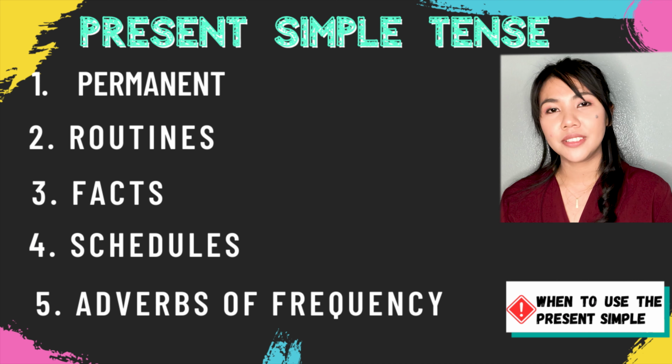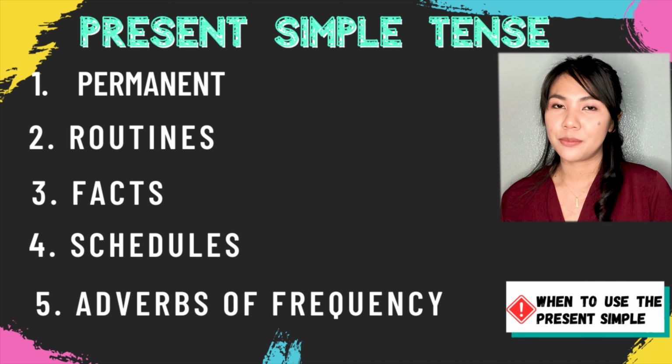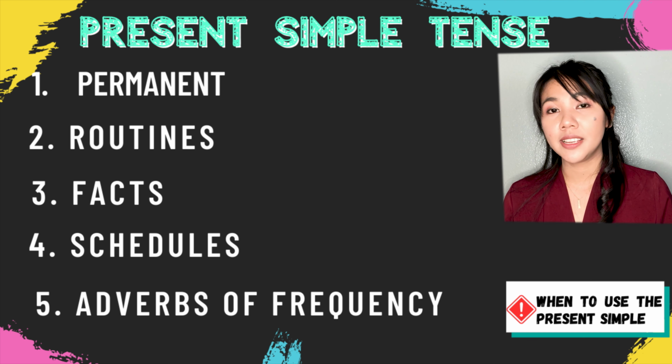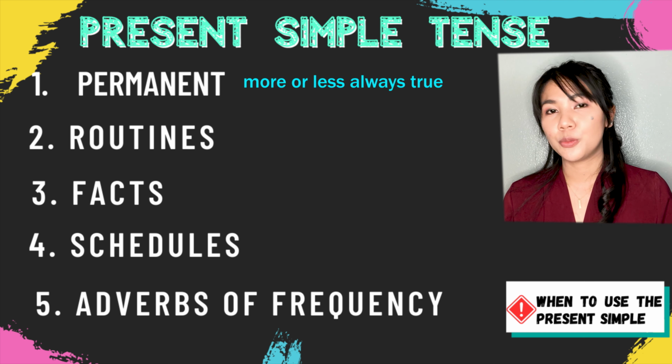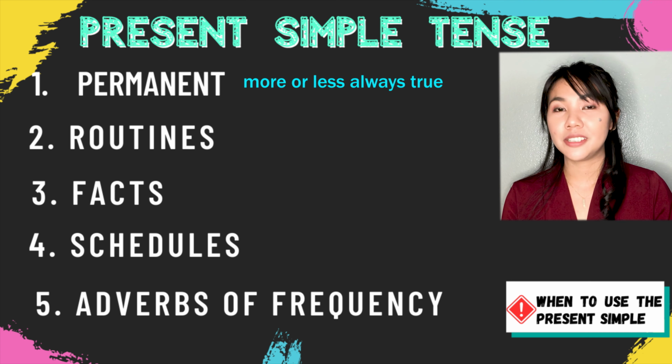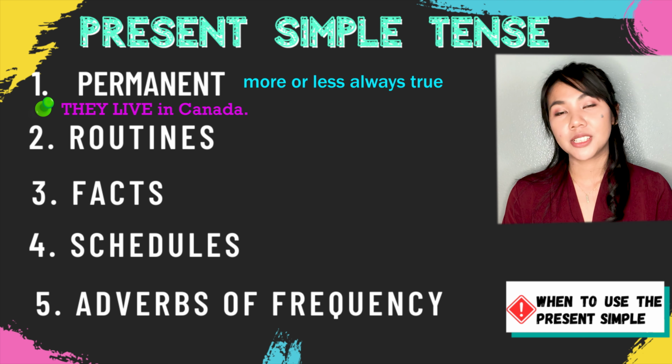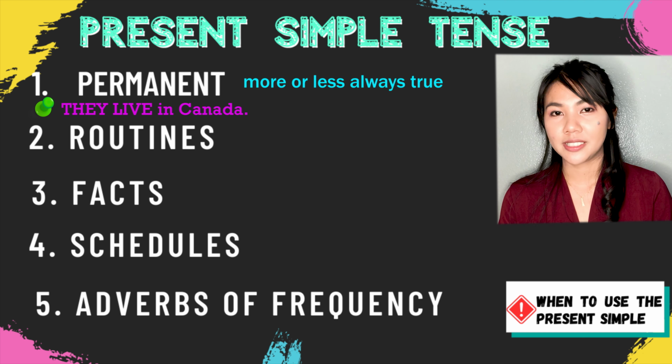Here we have five different situations in which we can use this tense. Let's go through them one by one. We can use the present simple tense to talk about things which are permanent or which are more or less always true. For example, they live in Canada. Suppose that this is where they actually live, not just for a short time, but for a long time, or more or less permanent. This is generally or usually true.